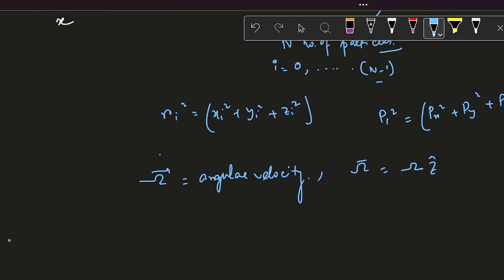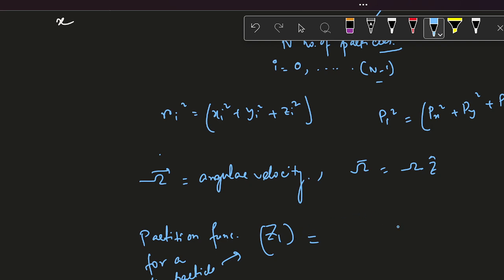Now if you are asked about the partition function for the single particle, let us first derive that. So the partition function, for a single particle, Z1, that is why it is taken as Z1, as if one particle. This is nothing but, you know that you have to take the Boltzmann factor, which involves e to the power minus beta times the total energy, right?